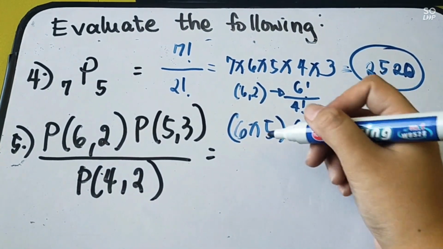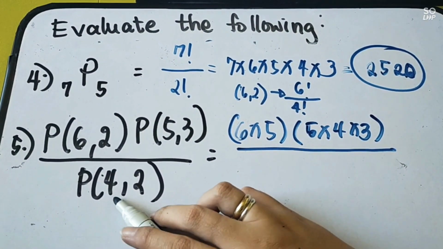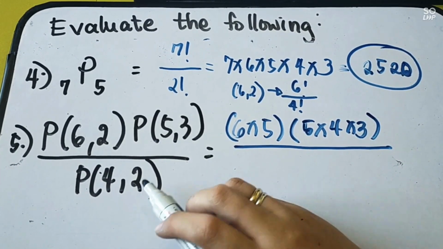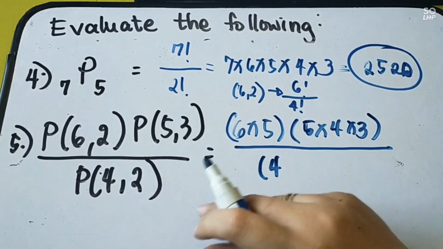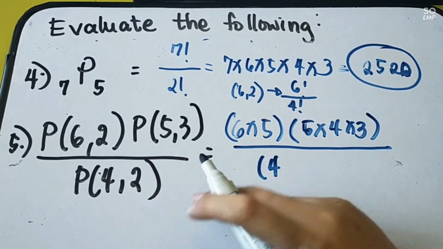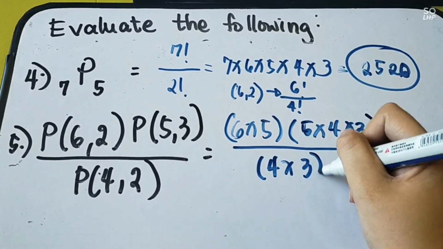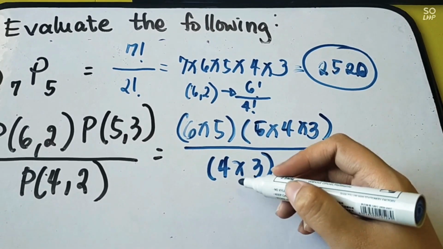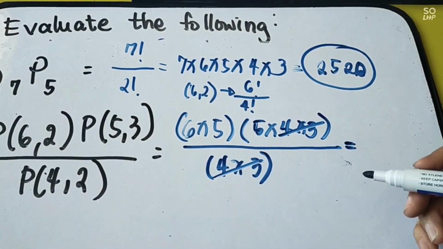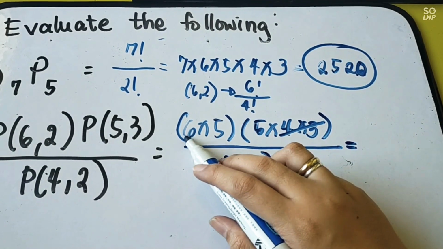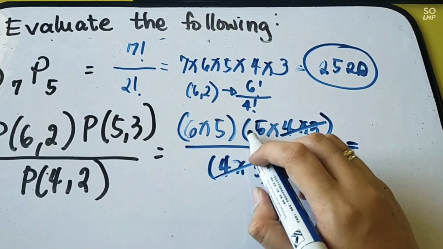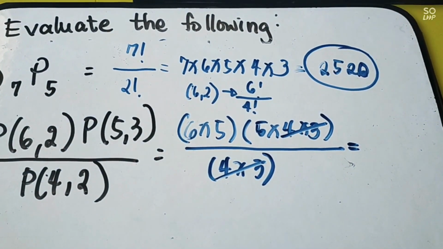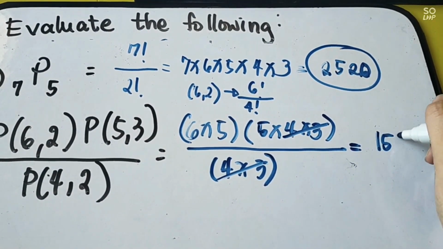Okay? Next tayo, over 4 taken 2 at a time. So, 4 minus 2. So, start ka kay 4. 4 minus 2 is 2. So, hanggang 3 lang. 4 times 3. So, yun na yan. Then, simplify na natin. So, cancel out na to. 4 times 3 at saka 4 times 3. Then, you will just multiply 6 times 5 times 5. So, we have 25 times 6 is, the answer is 150.